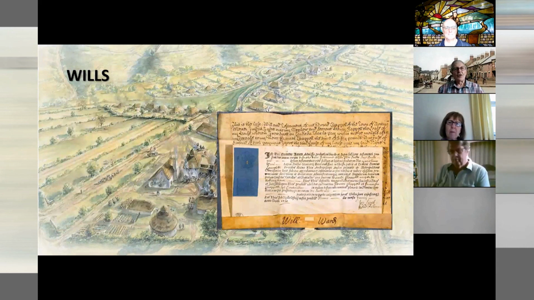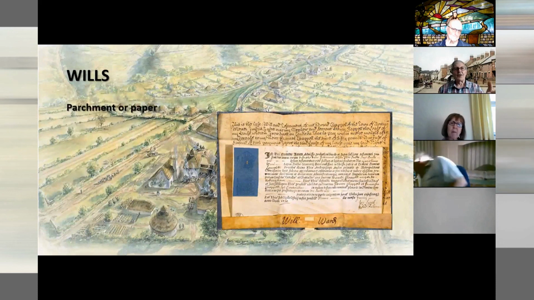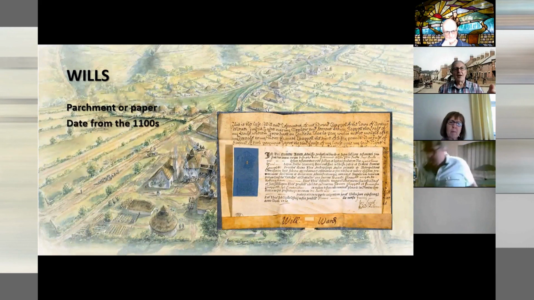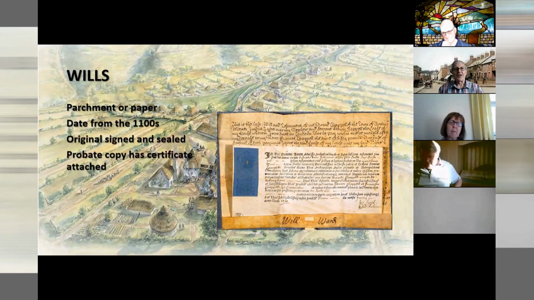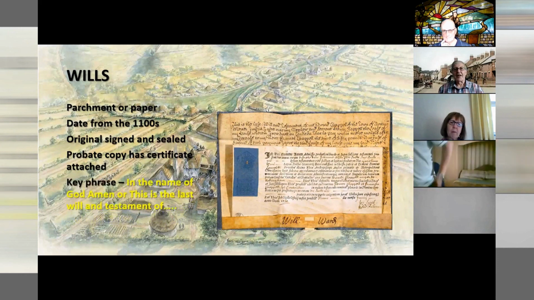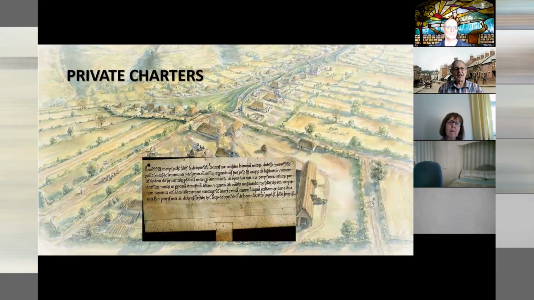Wills, again, we should all be pretty familiar with wills, because they don't change in the medieval period other than the language or the way in which they're written. Most of them are on parchment or paper. Most wills date from 1100 onwards. They were originally signed and sealed. The probate copy has a certificate of probate attached. And the key phrase, as we said earlier, is "in the name of God, amen," or "this is the last will and testament of." A lot of private charters existed.